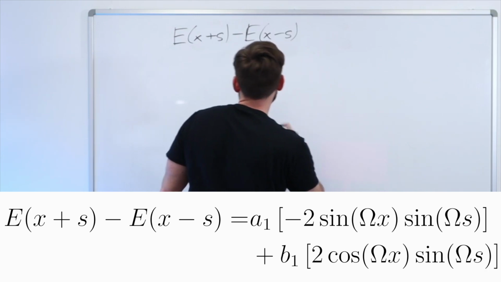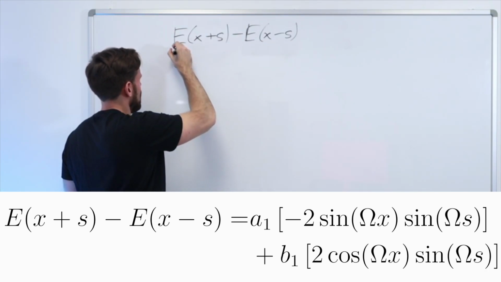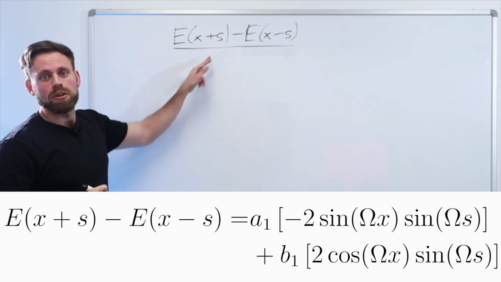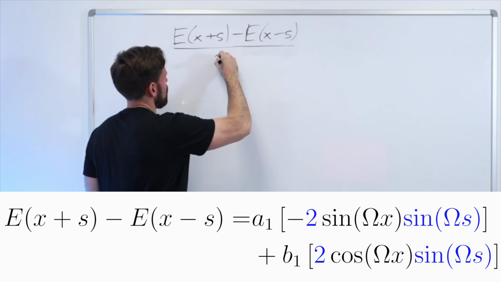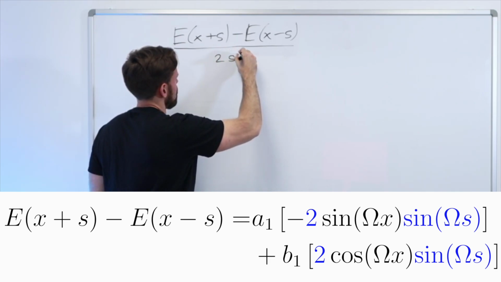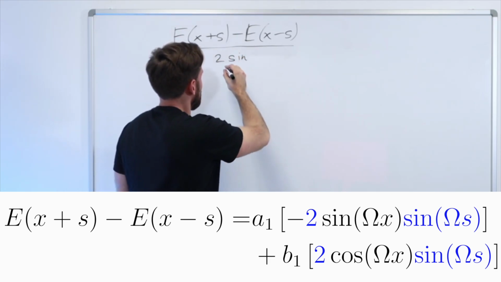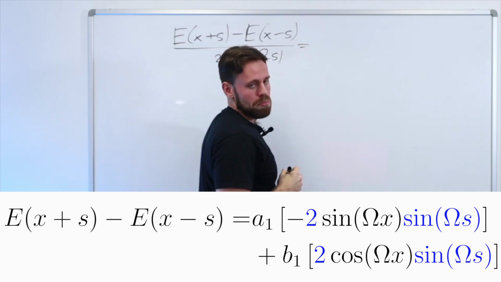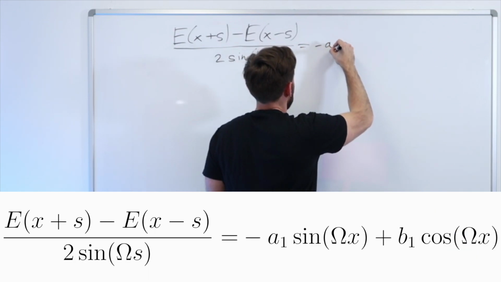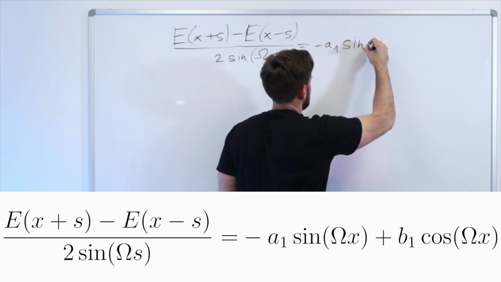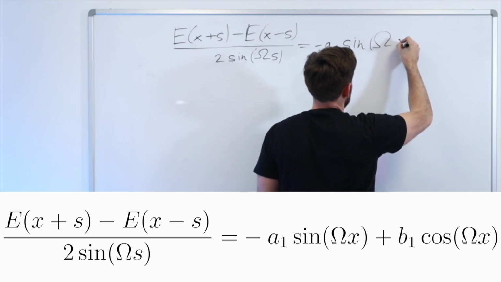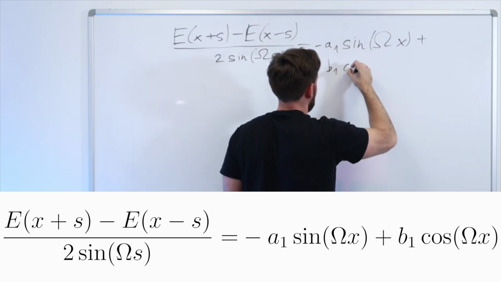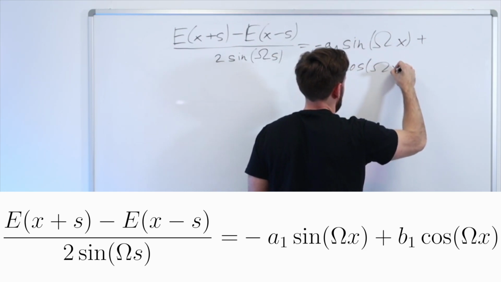What we can do here, if we look at the expression that was on the screen, is that we can move some of the terms into the denominator, making this be divided by 2 times sine omega s, and making this be equal to minus a1 sine omega x plus b1 cosine omega x.